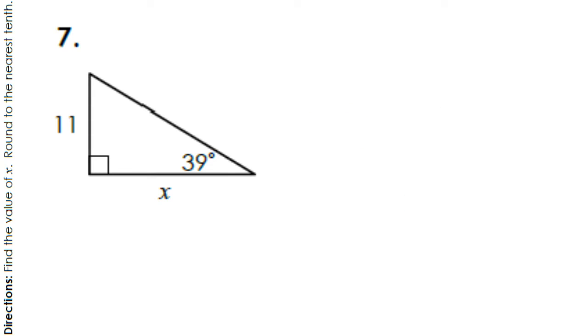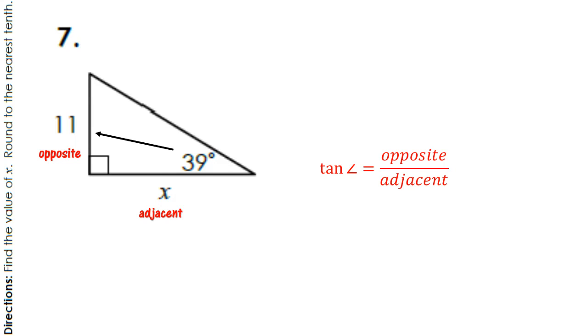So example 7, this time I'm given the angle and I'm looking for a side. From the angle, across from it is the opposite side. Helping to form the 90 degrees is the adjacent side. So I see that here I'm going to use the tangent formula. So tangent of 39 is equal to 11 divided by x.